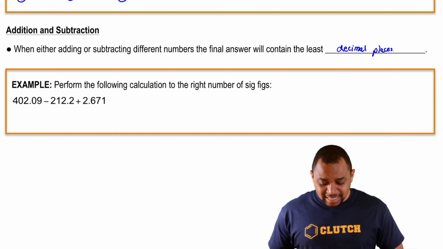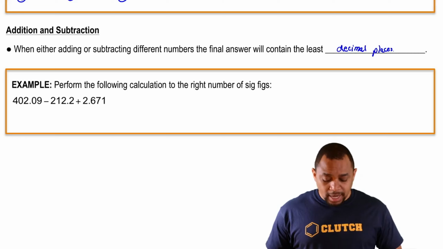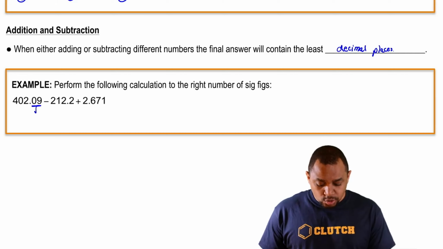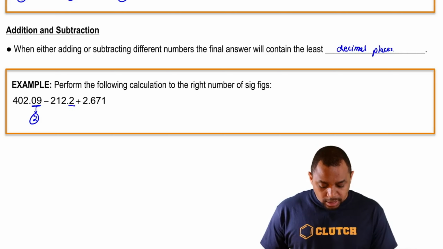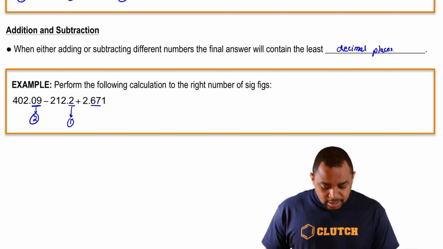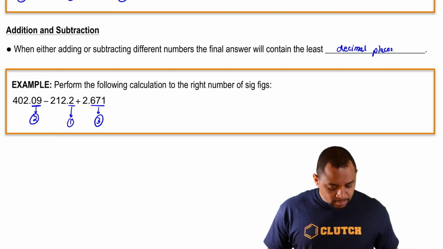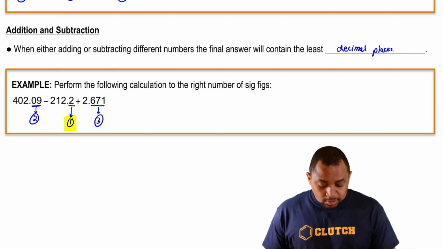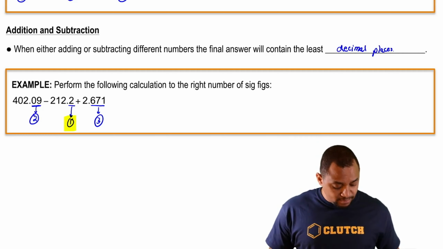If we take a look here, it says we have 402.09 minus 2.12.2 plus 2.671. If we look at these values, this one has 2 decimal places, this one here has 1 decimal place, and this one here has 3 decimal places. Based on that, we're going with the least number of decimal places. Our answer can only have 1 decimal place at the end.